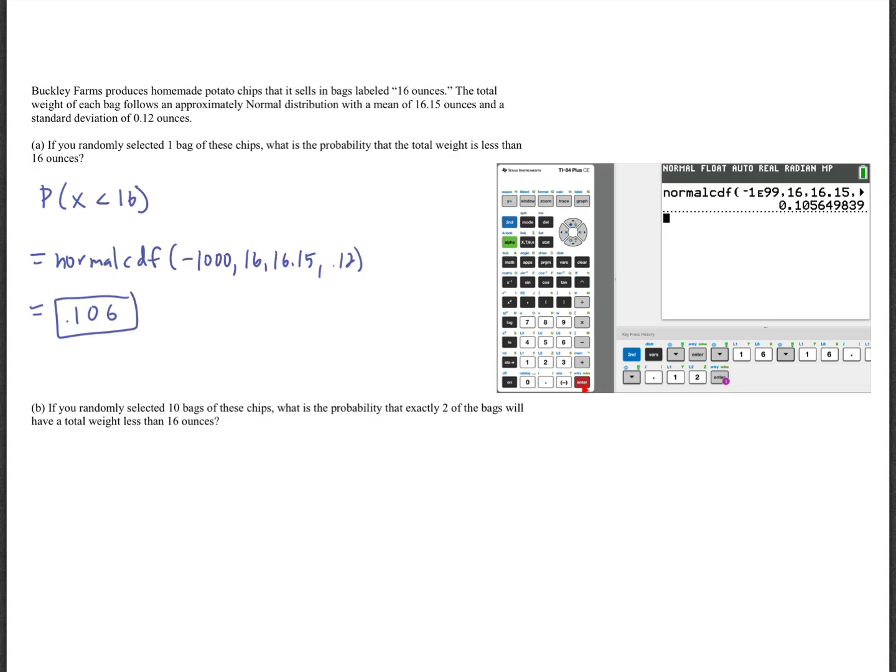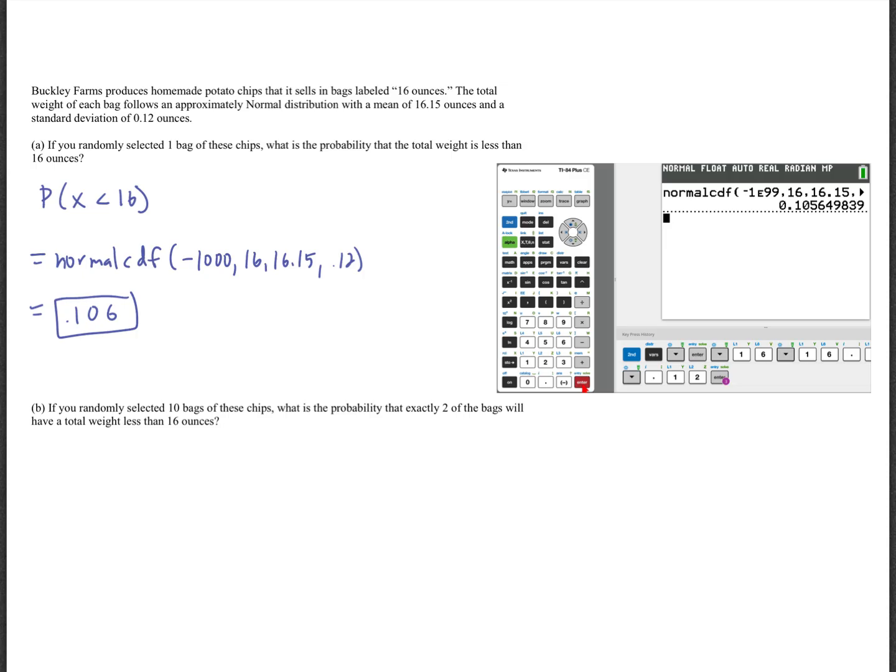Okay, part B. If you randomly selected 10 bags of these chips, what's the probability that exactly 2 bags will have a total weight less than 16 ounces? Okay. So the last one was normal since we were just selecting one bag, but here we have something different, right? If you randomly selected 10 bags, we have a sample now. In that case, that's like a number of trials. They say the probability that exactly 2 of the bags have a total weight less than 16 ounces.